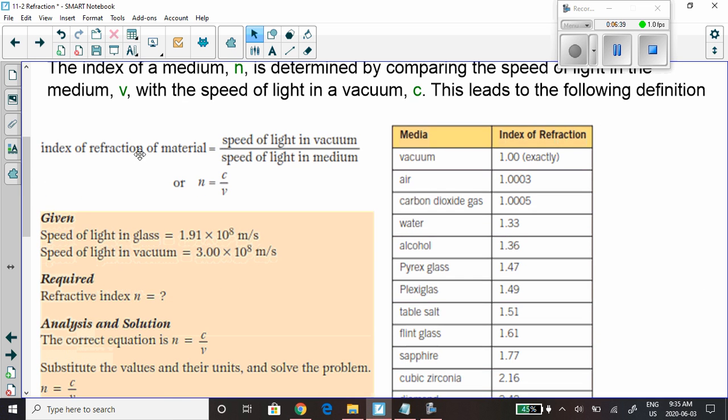The index of refraction of a material is this quantifying of how much the speed changes. They've decided to call that index of refraction n. So this index of refraction they've called n, and it's just a ratio. The speed of light in a vacuum, in emptiness, which we know is 3.0 times 10 to the 8 meters per second, divided by the speed of light in a particular medium or material you're investigating. For example, in the little picture we looked at before, the speed of light in glass is 1.91 times 10 to the 8 meters per second.